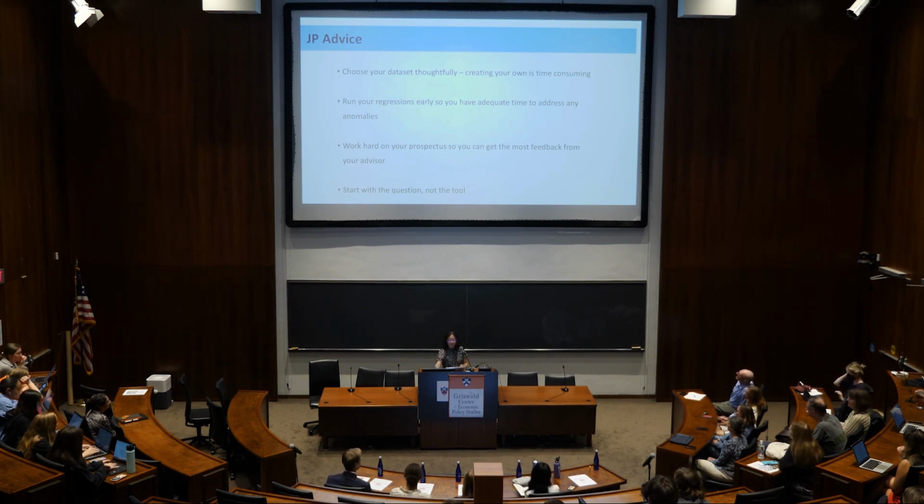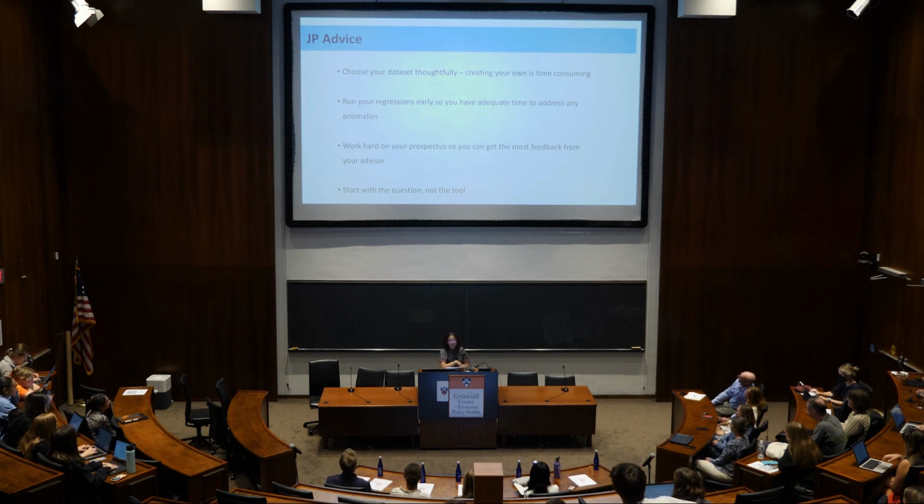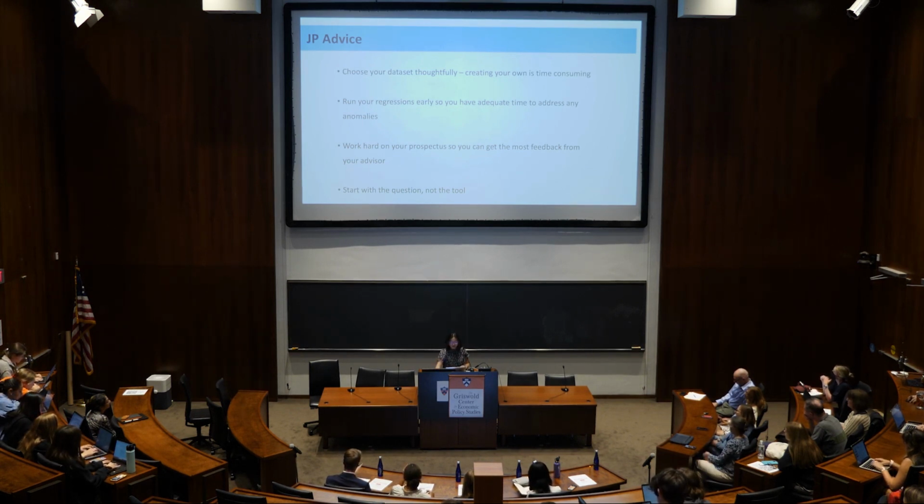I was also FOIA requesting various data to be able to better answer the heterogeneity question. If you know anything about the government and FOIA requests, needless to say, I did not get the data that I requested from the government. And so choose your data set carefully, and ideally, if you can answer a question with an existing data set, that's great. Run your regressions early so you have adequate time to address any interesting anomalies.